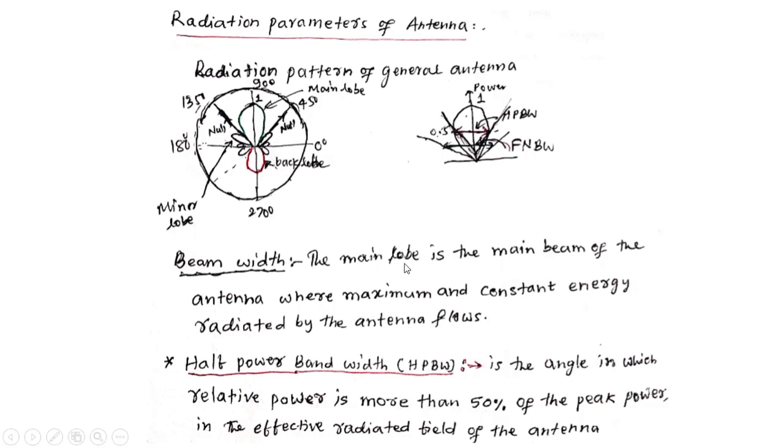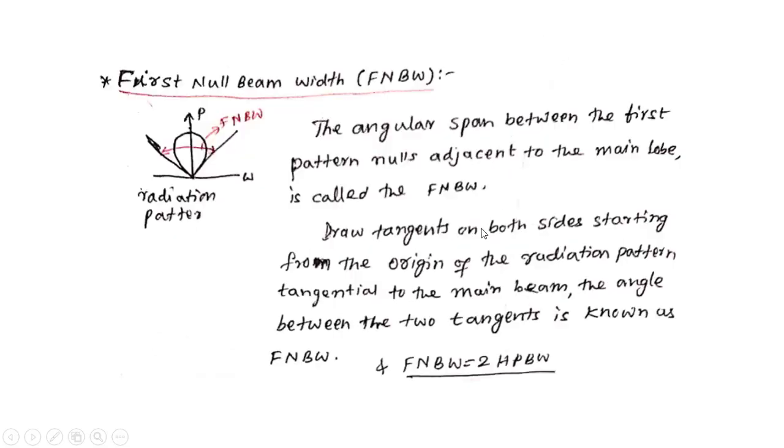Beam width: the main lobe is the main beam of the antenna where maximum and constant energy radiated by the antenna flows. Next one is half power beam width, HPBW. It is the angle in which the relative power is more than 50% of the peak power in the effective radiated field of the antenna. Here is the maximum power, and this is the 50% power.